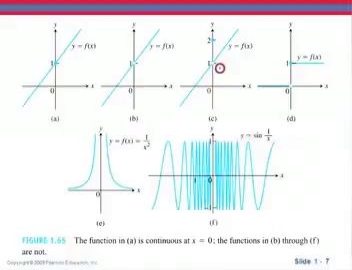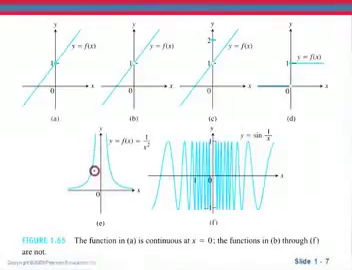If we look at this graph, f of 0 exists here, but it's not equal to the limit as x approaches 0, which is 1. So the limit as x approaches 0 is 1, but f of 0 is 2. So this is also not continuous at 0. This is the example we looked at just a second ago. The limit does not exist, and therefore it is not continuous at 0.